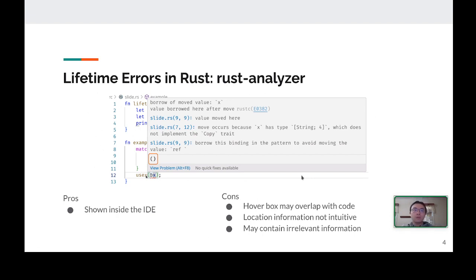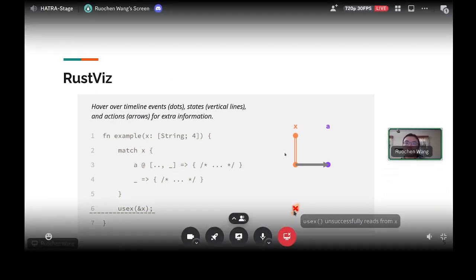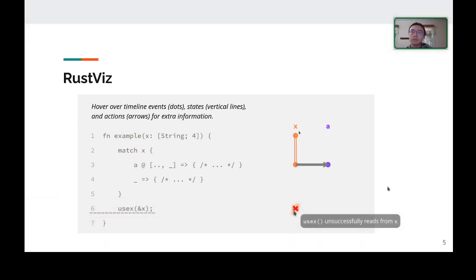So we want to help learners understand lifetime errors with visualization. One of the existing visualization tools is RustViz, developed by Cyrus, and it is a tool used by instructors to create interactive diagrams that visualize lifetime. So it has the code on the left and the visualization on the right. It shows the lifetime of x and a.